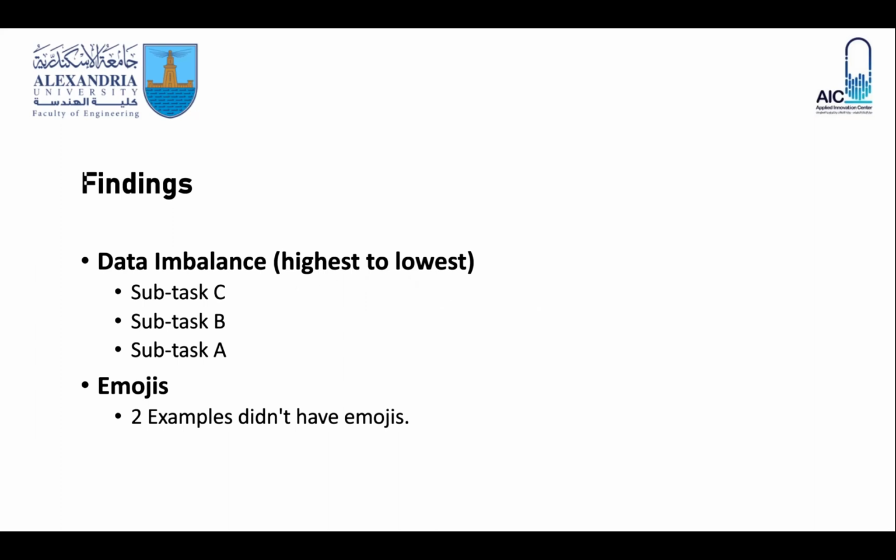We found that the hugest imbalance was in subtask C, followed by B and A. Actually, we found another thing: only 2 examples out of the whole data set, including the training and the dev data set, did not have any emojis, which means that approximately 100% of the data examples had emojis in them, which was a reason when we selected our encoder, which we will discuss next.